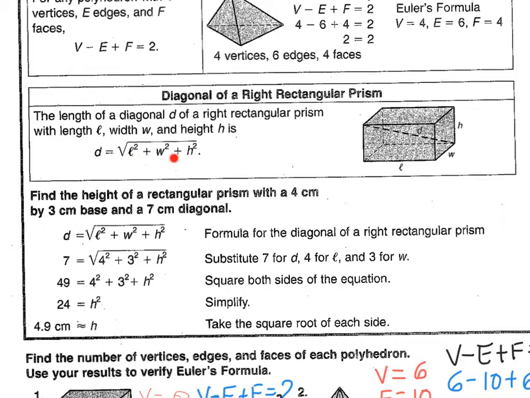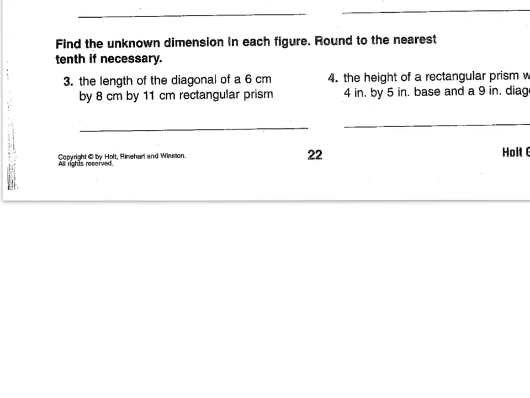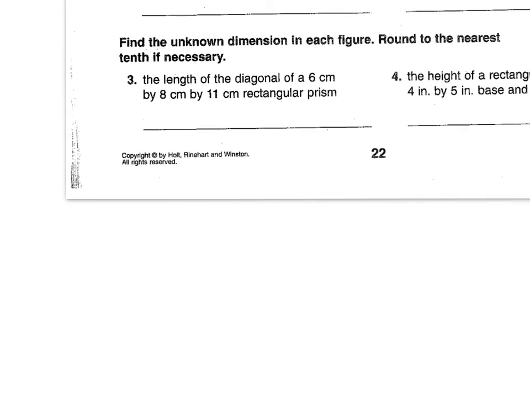This is kind of like the same thing as the Pythagorean theorem, which is the square root of a squared plus b squared. So this is the same thing, but now we have a third dimension, okay? So let's try problem number 3. It says find the unknown dimension in each figure. Round to the nearest. We're not going to round to the tenth. We're going to round to the hundredths. So change that, please.